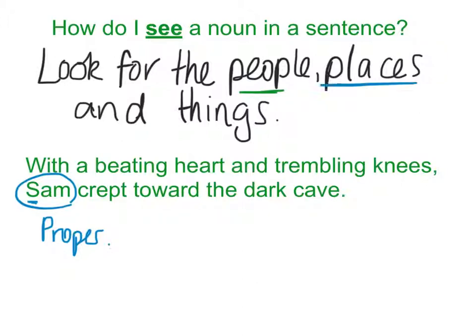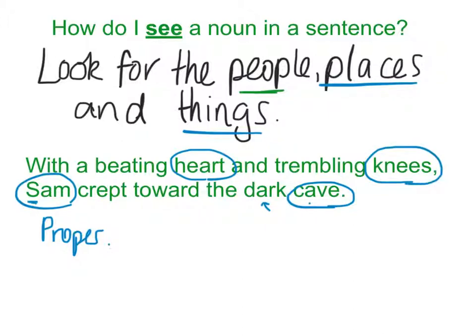All right, well, let's go with places. The cave, that's pretty obvious. It's a dark cave. Later on we'll find out about describing words. They're adjectives describing a noun, so it's another clue that it's a noun. And now we're looking for the things. Well, a heart, and that's being described by beating, and some knees, which is being described by the trembling. So there we go, I found 4 nouns, or people, places and things in this sentence.